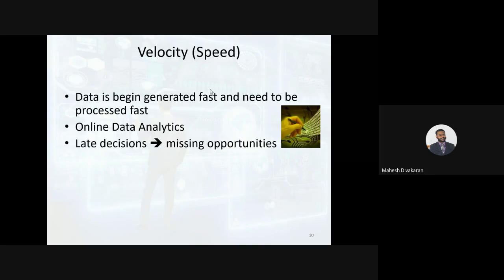The third V is velocity. Data is being generated fast and needs to be processed fast. If you look at the stock market, there we have a lot of data generated every single second, or millisecond. So if you want to give a good output, then we have to process all the data that much faster. Then only we can give the latest update.